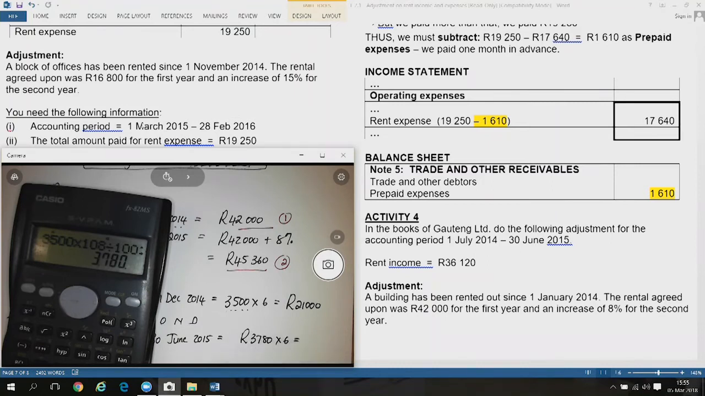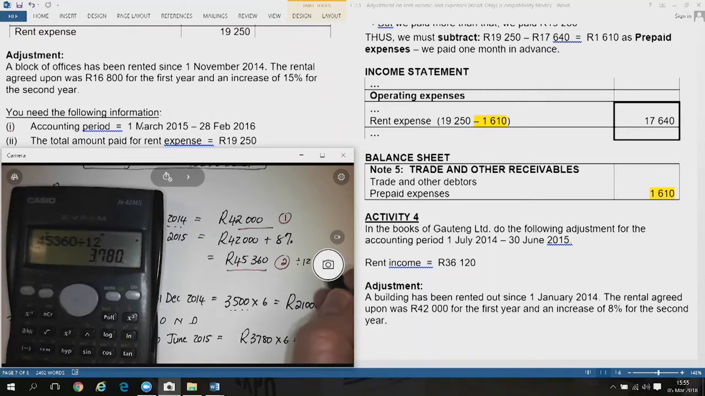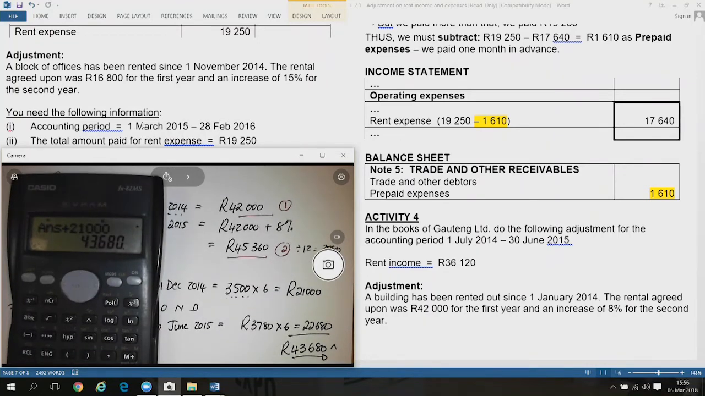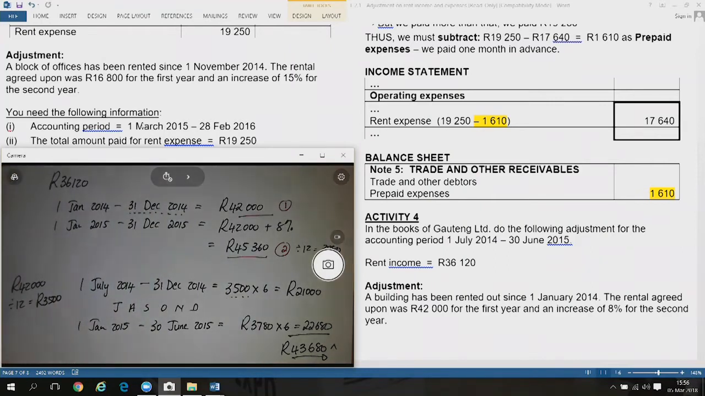times 6. Or you can say 45,360 divided by 12. I think it must give you the same answer. 45,360 divided by 12 gives you 3,780. Okay? Times 6, that gives you 22,680. Total plus 21,000 is 43,680. That is the amount for rent income for the year.